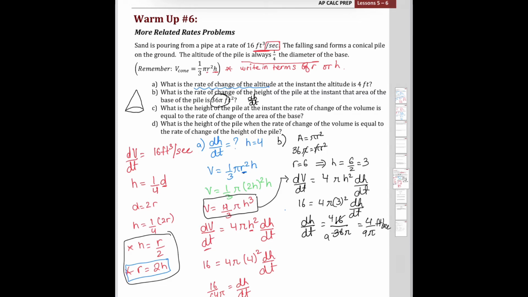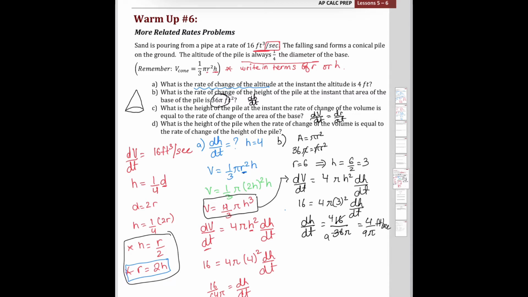Okay. So now part C, it says what is the height of the pile at the instant. So it's again asking me height. So the whole question actually is asking me height, giving different things, right? Height of the pile at the instant the rate of change of the volume is equal to the rate of change of the area of the base. So this is even interesting. So dV/dt is the same thing as dA/dt, right? That's what it's saying.